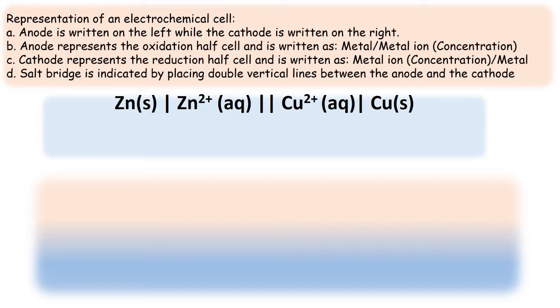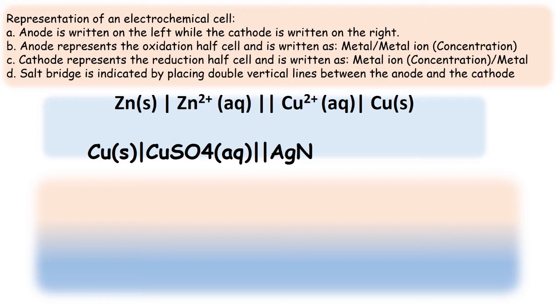Now let us write another example of this representation. Cu solid, a single slash, CuSO4. It is dissolved in water, therefore aq, a double slash. Silver nitrate again is a solution in water, and you get solid silver. So this is the copper silver electrochemical cell. This is how we write or represent the electrochemical cell.